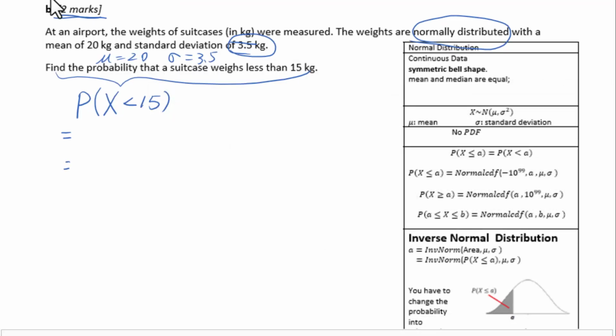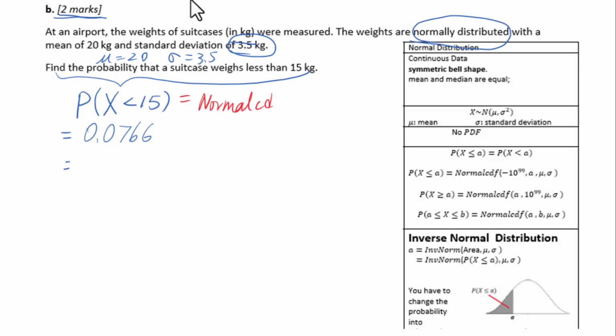You can write down the answer directly, 0.0766. If you want to, you can show the work: normal CDF, negative 10 to the 99th power, 15, 20, 3.5. This is optional.